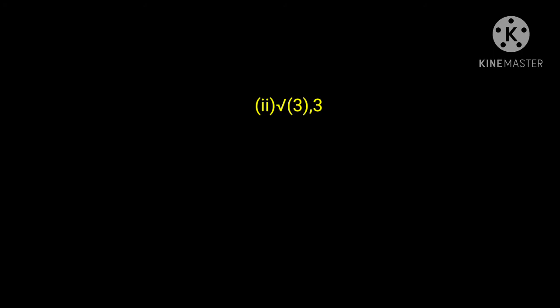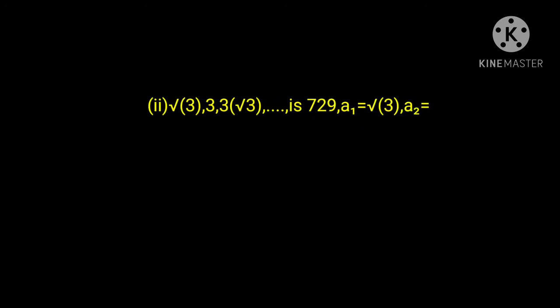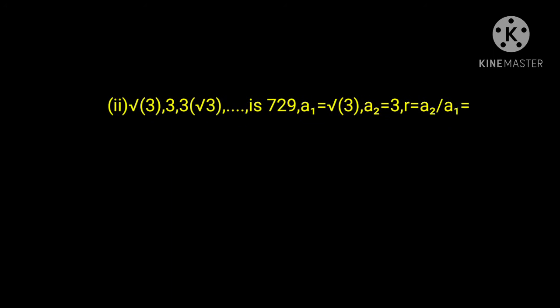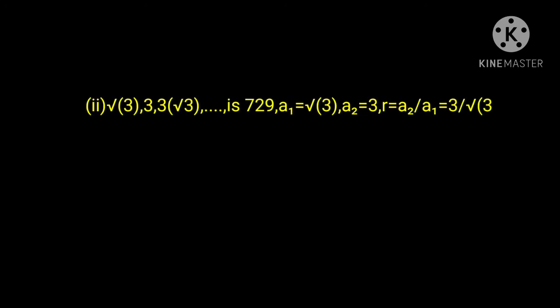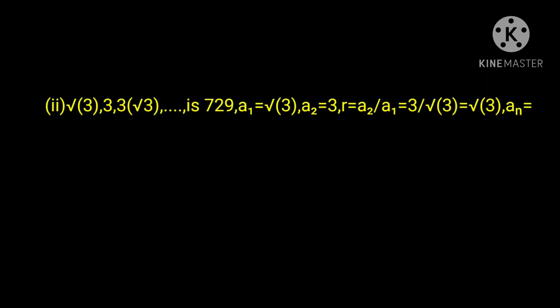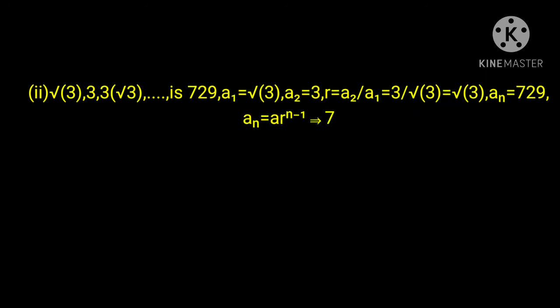Next, second one: root 3, 3, 3 root 3 and so on are in GP and an is 729. So here first term a1 is equal to root 3 and second term a2 is equal to 3, and common ratio r is equal to a2 by a1, that is 3 by root 3. So 3 consists of root 3 times root 3, root 3 cancels, then r is equal to root 3, and the last term an is equal to 729.